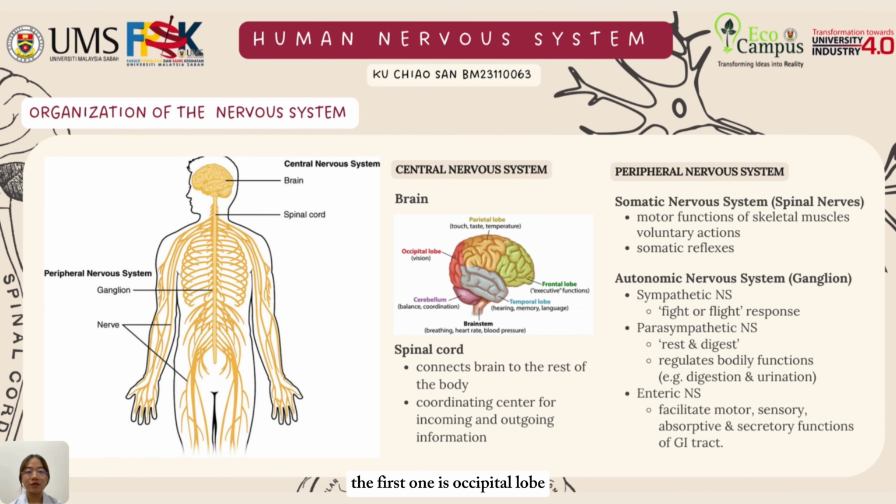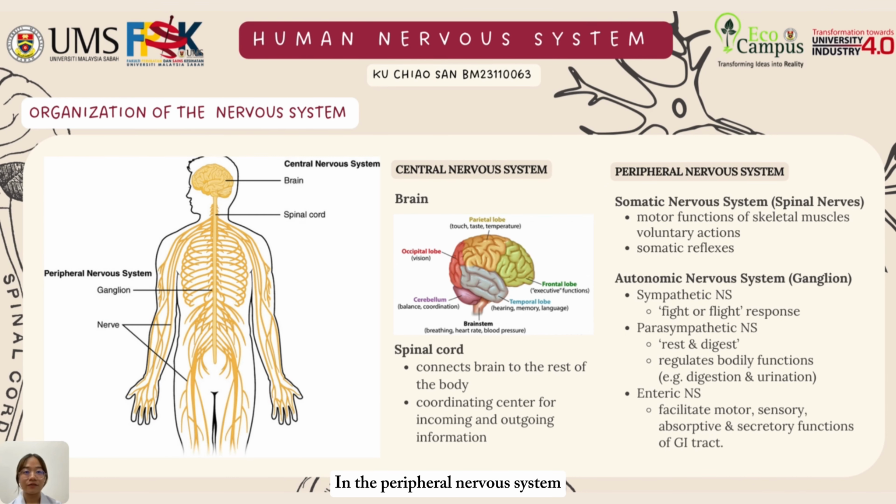The first one is the occipital lobe, which functions for vision. Parietal lobe functions for touch, taste, temperature. The frontal lobe has executive function. And lastly, the temporal lobe, which functions for hearing, memory, and language. Other than the lobes, there is also a cerebellum, which functions for balance and coordination, as well as the brainstem, which functions for breathing, heart rate, and blood pressure.